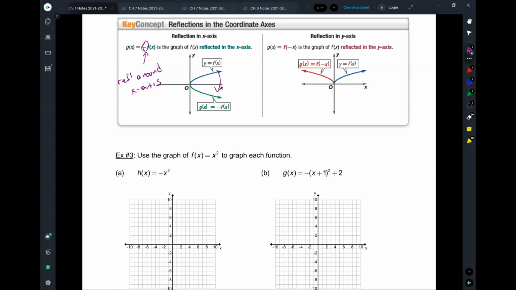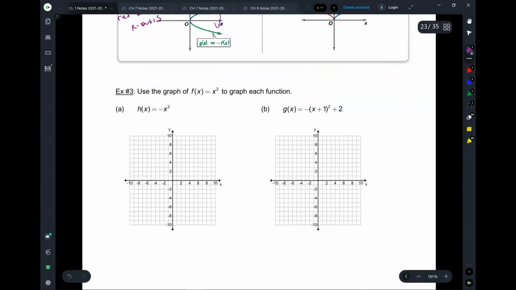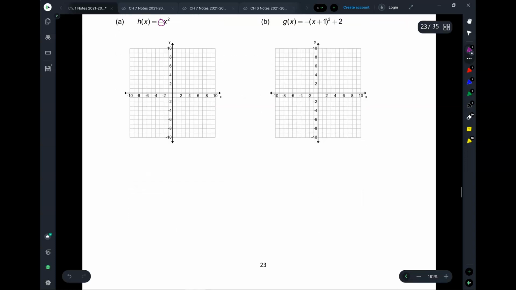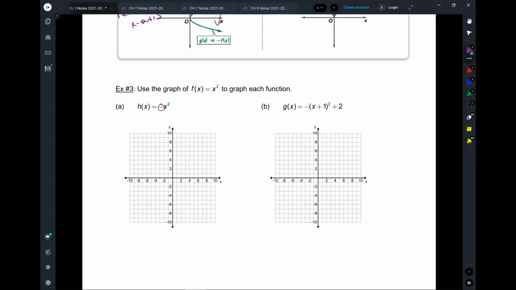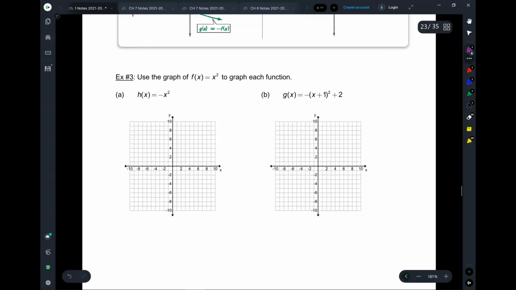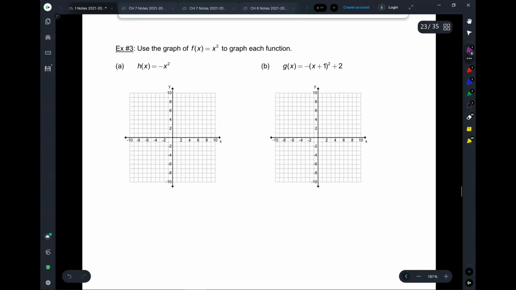Take a look at this one. If I have a negative in front of the function, that's a reflection around the x-axis. And you're going to be asked later on what transformations are, so you have to say it in the correct language. Okay, so here we go. The vertex here is 0, 0.